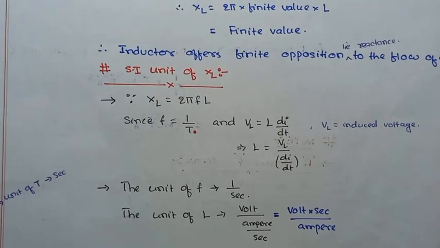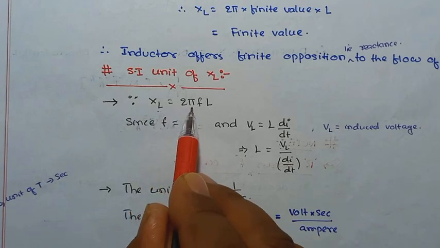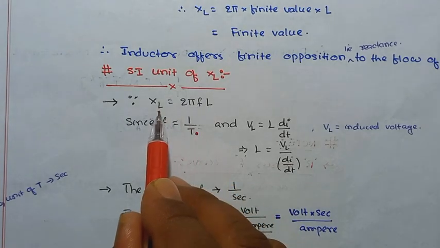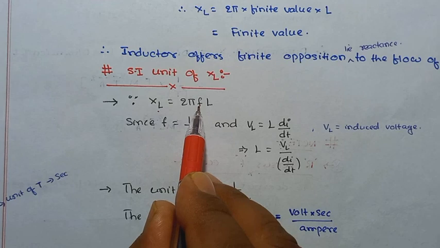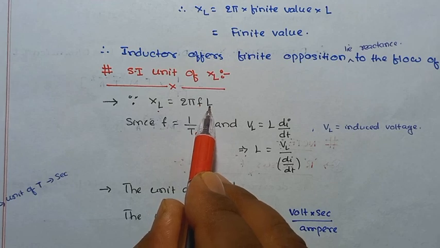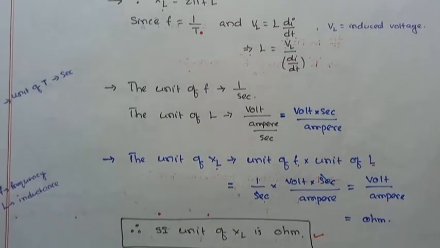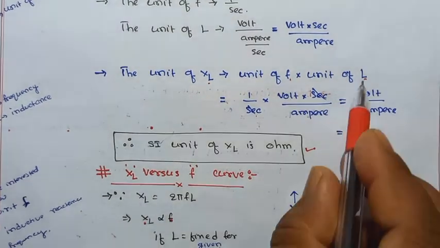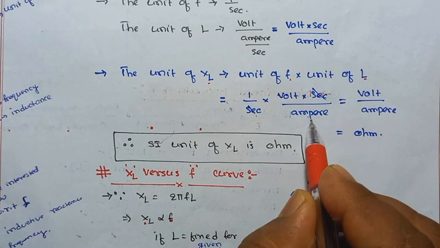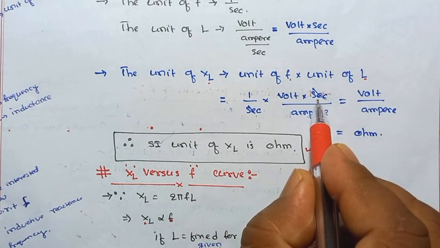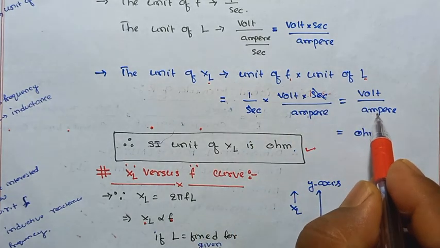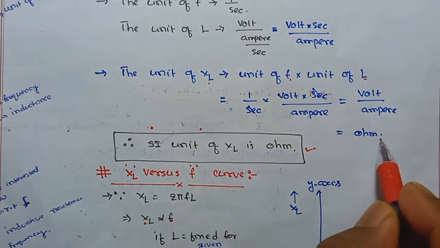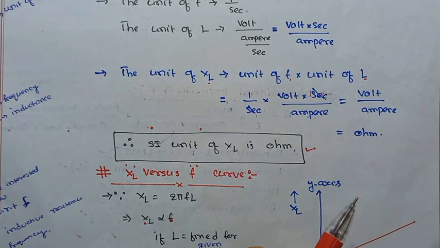See the equation here, XL is equal to 2 pi FL. So the unit of XL is the unit of F multiplied with the unit of L. Therefore the unit of F is 1 by second, and the unit of L is volt second by ampere. So seconds cancel, then we get volt by ampere. हम सबको पता है volt by ampere ओम होता है. So the SI unit of XL is ओम.